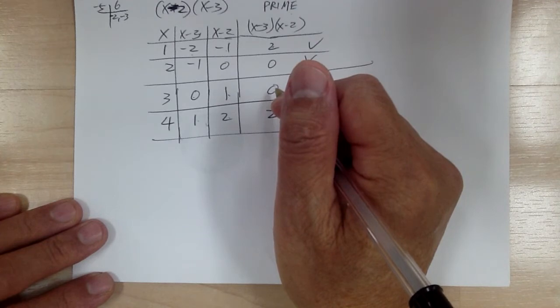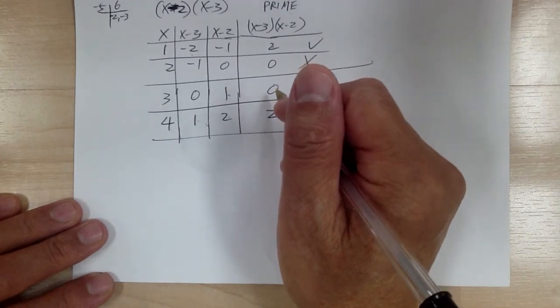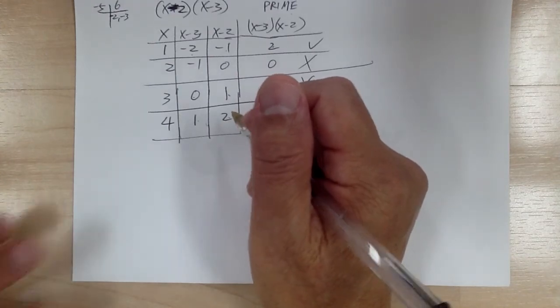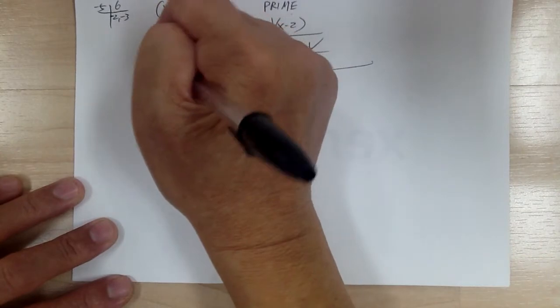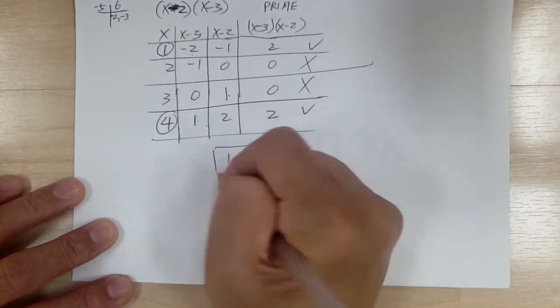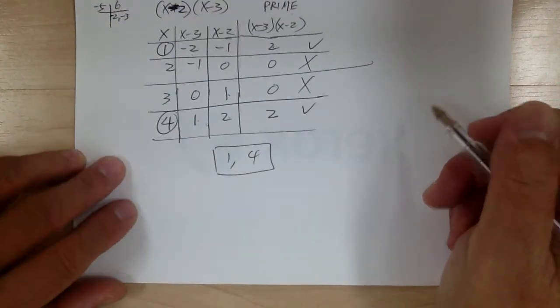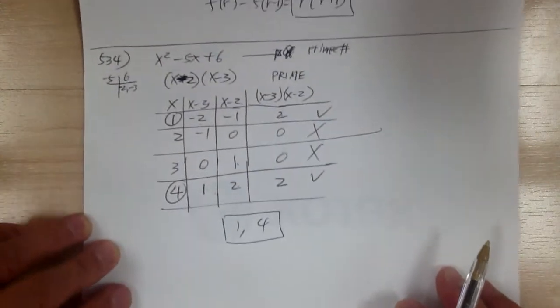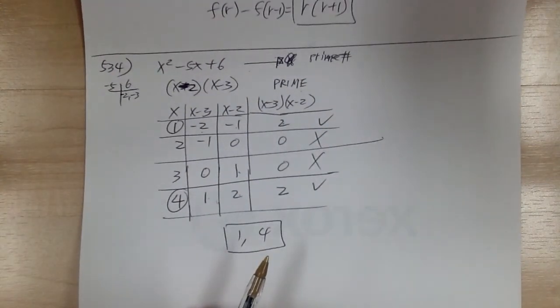So the values of x would be this one and this one. It would be 1 and 4. So when x equals 1 or 4, this gives you a prime number answer. Okay, let's go to the next one.